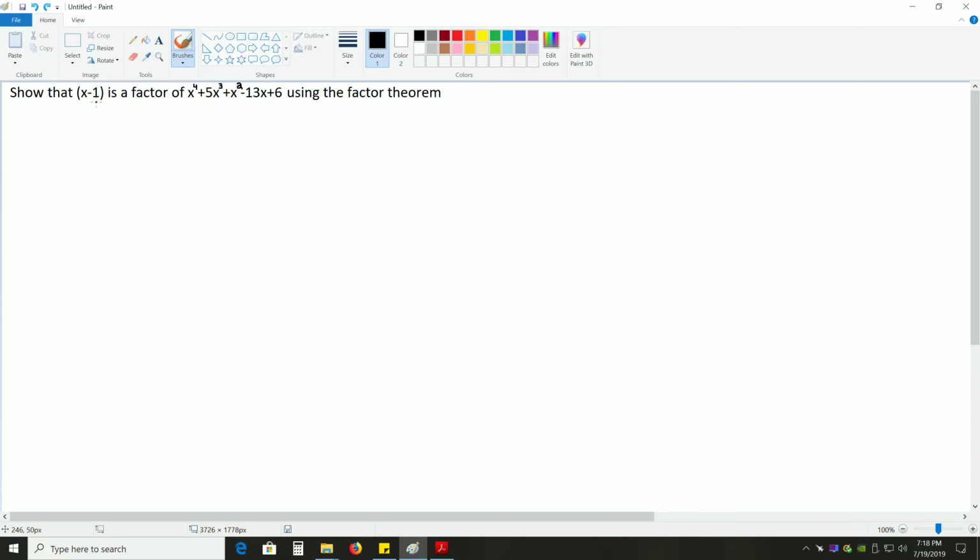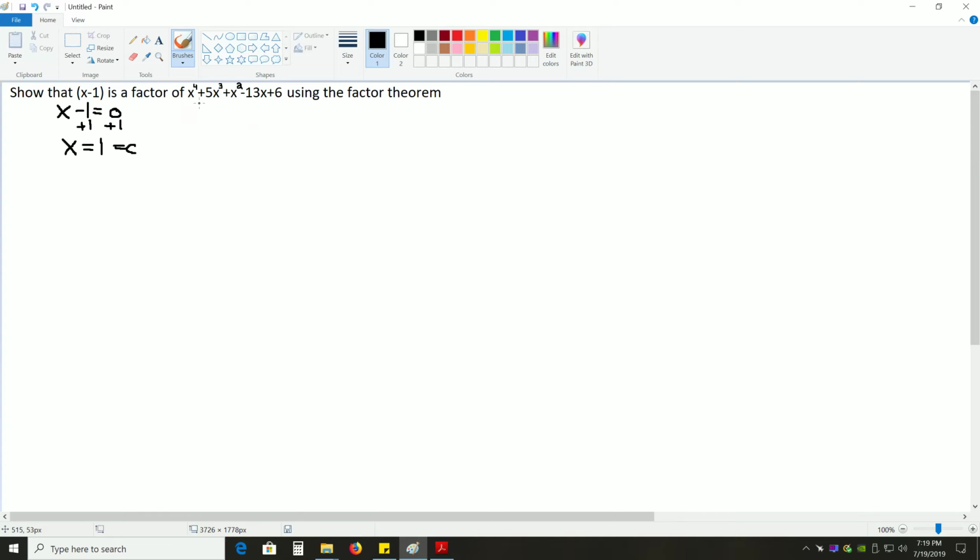So we'll start this by finding our c value. In this case, we have x minus 1, which we'll set to 0 and solve for x. So we add 1 to each side, giving us x equals positive 1. This is the c value that we will use to perform synthetic division on the polynomial.